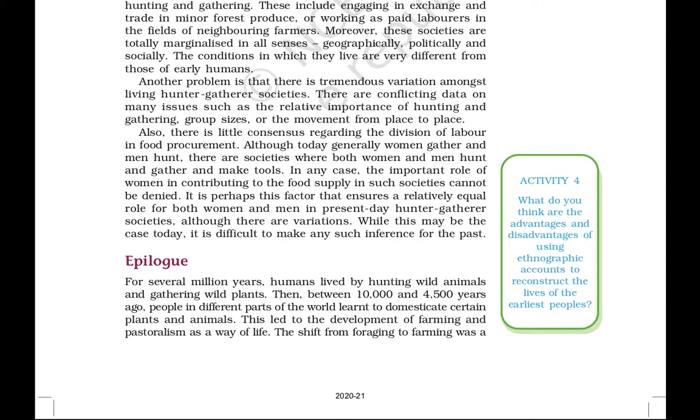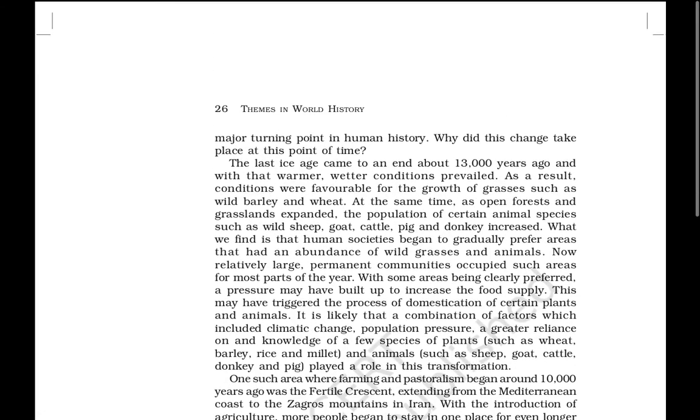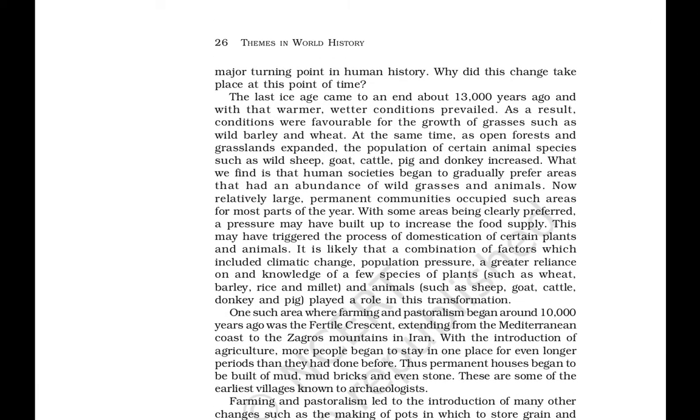Epilogue continued. This led to the development of farming and pastoralism as a way of life. The shift from foraging to farming was a major turning point in human history. Why did this change take place at this point of time?